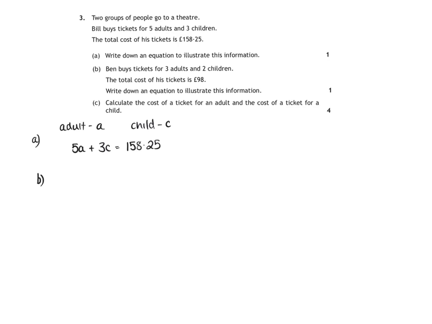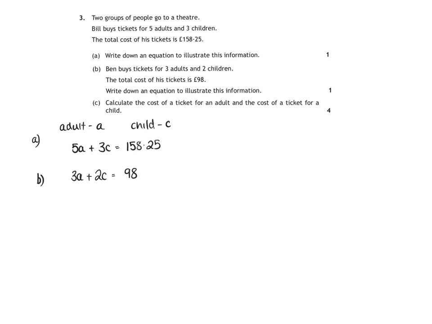Right, so for part B, we've got Ben buys tickets for 3 adults and 2 children. The total cost of his ticket is £98. Write down an equation to illustrate. So we have 3 adults, so 3A, and 2 children, so 2C, equals 98. Okay, so that's parts A and B done. So on to C. It says calculate the cost of the ticket for an adult and the cost of the ticket for a child.